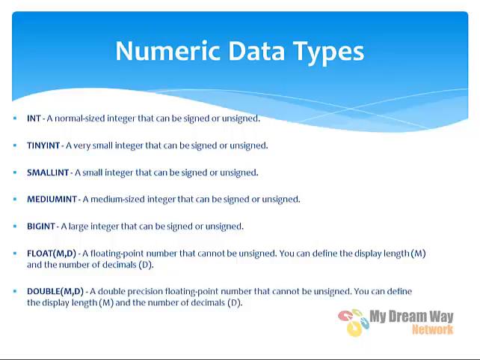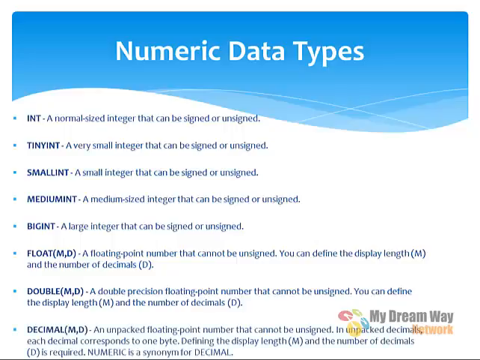Double, a double-precision floating point that cannot be unsigned. Same, you can define the display length by M and the number of decimals by D. Decimal. It is an unpacked floating point number that cannot be unsigned. These data types are used to store information in numeric format.